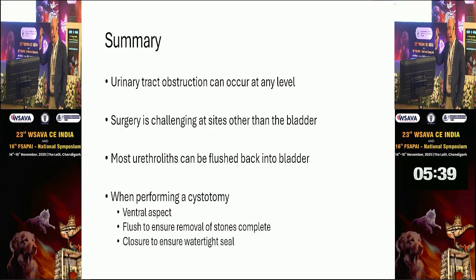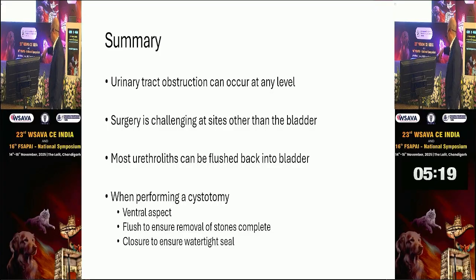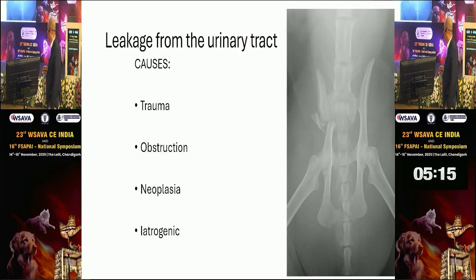Surgery at any other site other than the bladder is challenging, and you probably want advanced training if you're going to do that. Most urethroliths can be flushed back into the bladder, so then you can just do a straightforward cystotomy. And my tip when you're doing cystotomy is go ventral and make sure you flush, both retrograde and normograde. Flush and flush to make sure you don't leave any stones behind. And then closure to ensure an airtight, watertight seal.